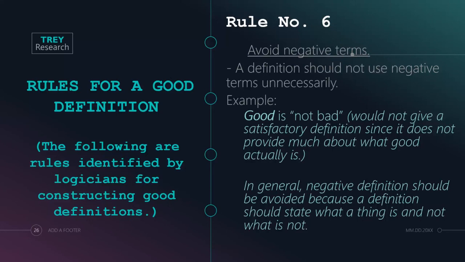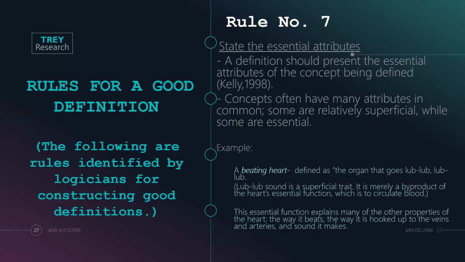Hence, you should avoid bias, no? Trying to look into only white and black cases or what they call the meanings, no? Rule number 7, state the essential attributes. A definition should present the essential attributes of the concept being defined. No? Concepts often have many attributes in common. Some are relatively superficial, while some are essential.